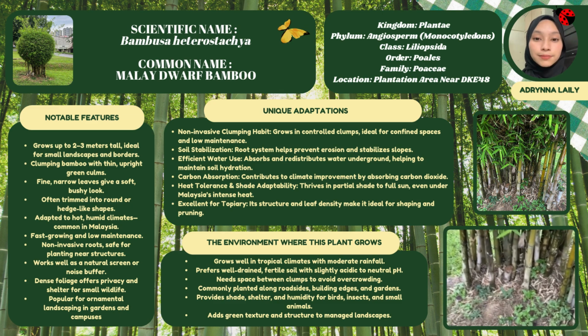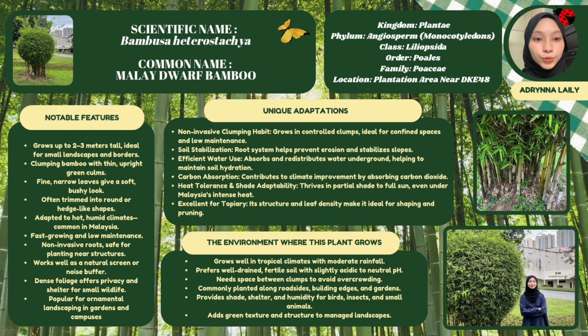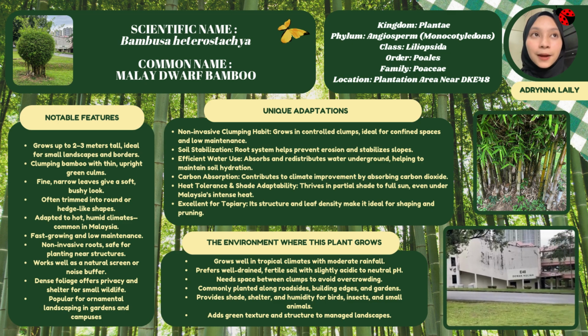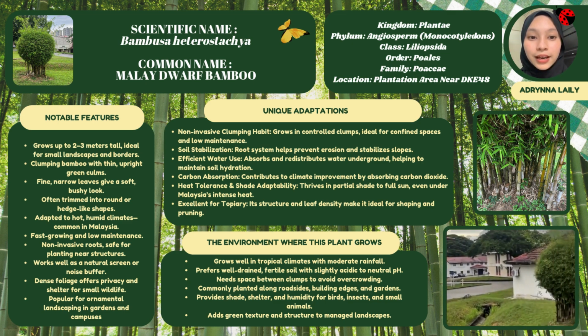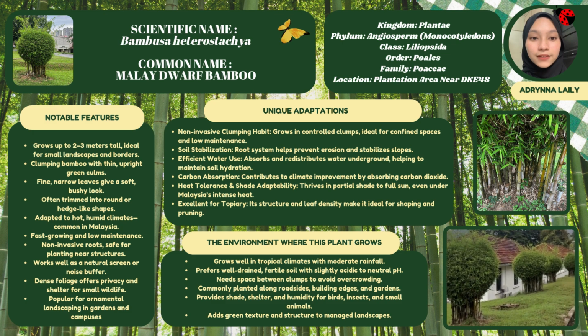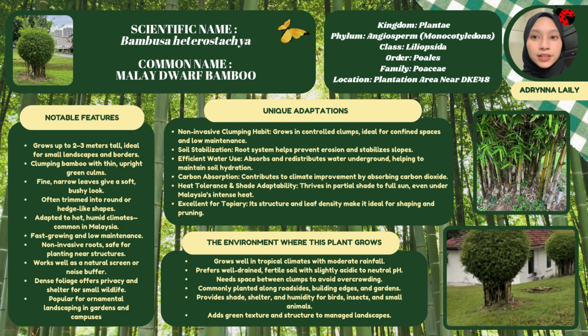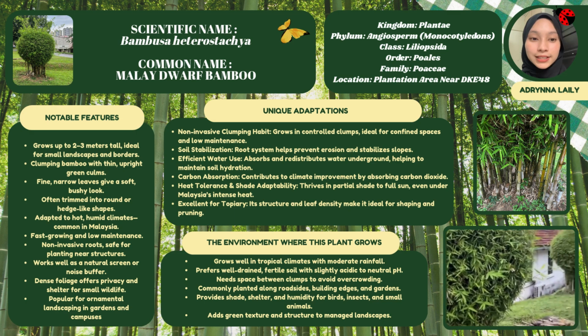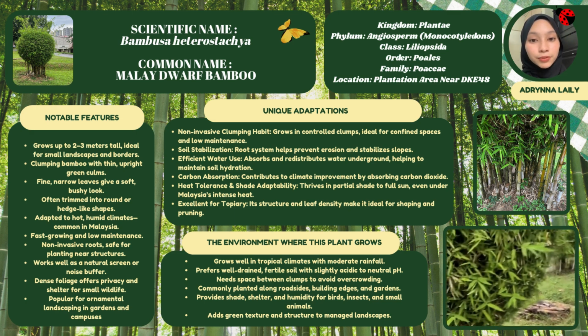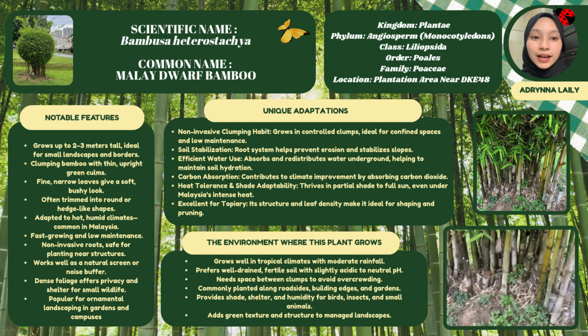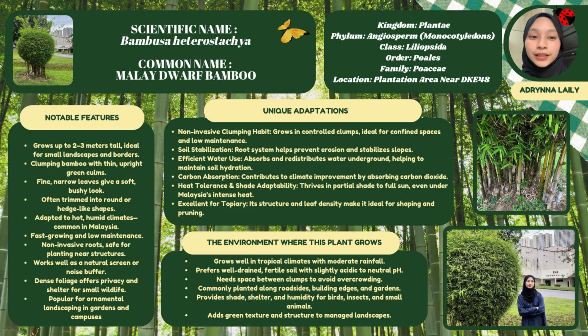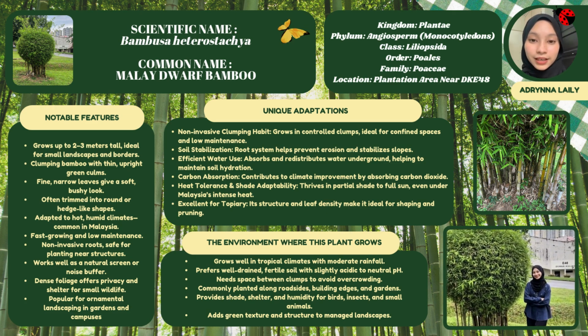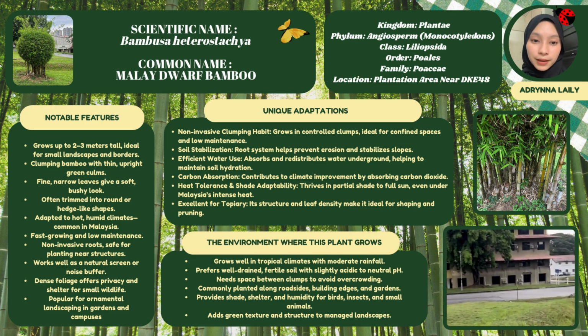The features of this bamboo: it grows up to 2 to 3 meters tall. It is a clumping bamboo and it has fine, narrow leaves that give a soft, bushy look. It is often trimmed into round or hedge-like shapes. It is adapted to hot, humid climates, which is common in Malaysia. It is a fast-growing and low-maintenance plant.